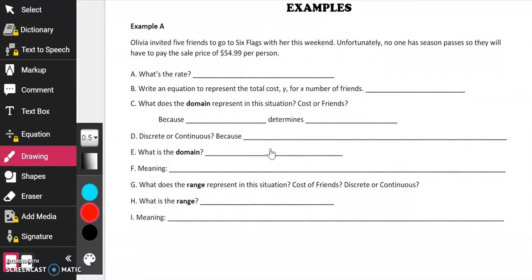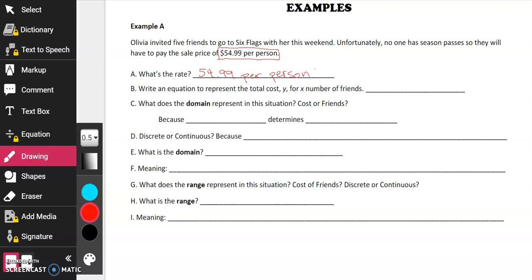Example A, Olivia invited 5 friends to go to Six Flags with her this weekend. Unfortunately, no one has season passes, so they'll have to pay the sales price of $54.99 per person. Okay, so we have our words. Now go through the process. This is how you should figure it out in your head. So what's the rate? I'm looking for that per something. All right, so I have this $54.99 per person.